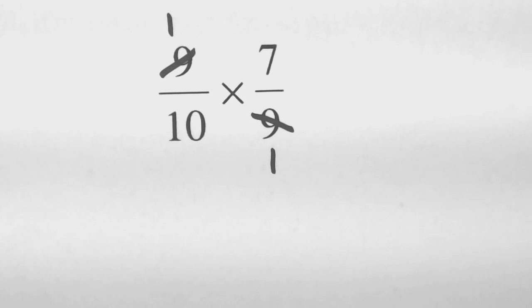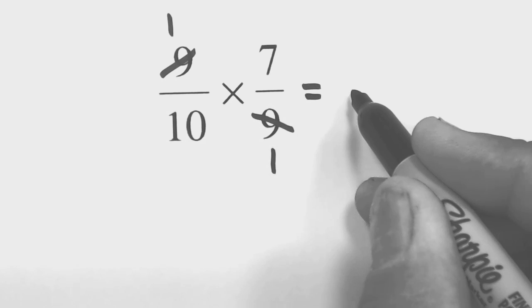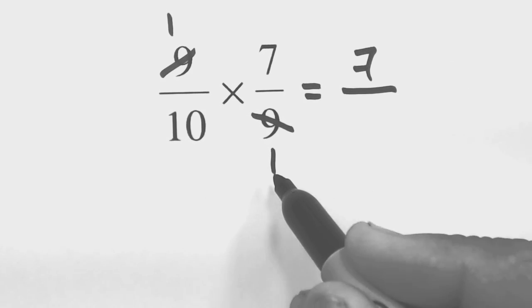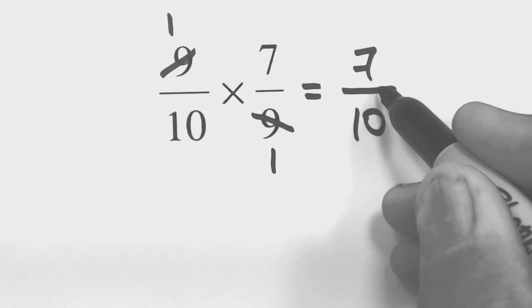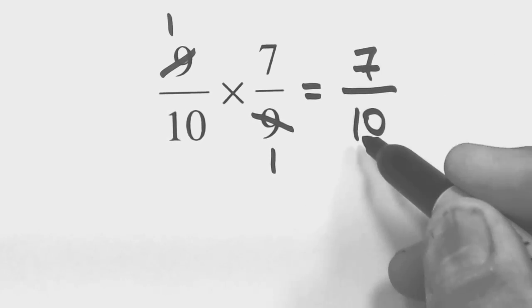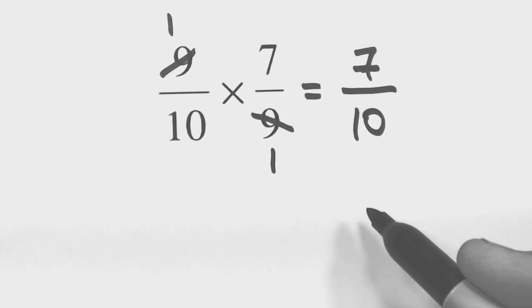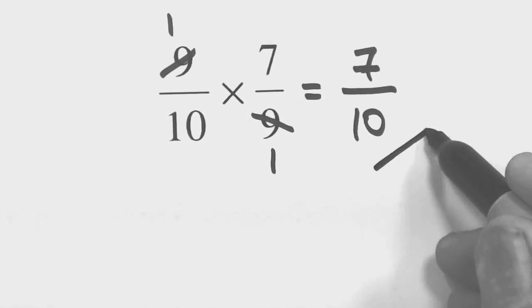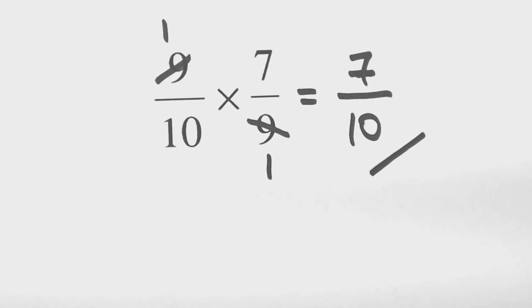So we end up here simply with, on the top, 1 times 7, which is 7. On the bottom, 10 times 1, which is 10. Always double check to see if it's possible to reduce anything else. And the 7 and the 10 don't have anything common to be able to reduce. So we leave our answer as 7/10.